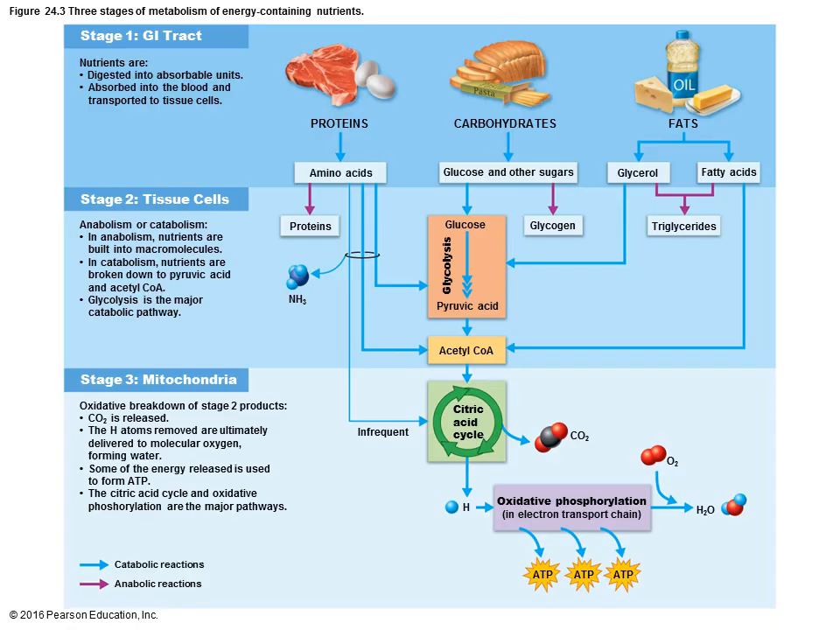And this is showing where these different processes occur. So it's stage 1 that's occurring in your digestive system. Stage 2 is in the tissue cells. Stage 3 is in the cells, specifically in the mitochondria.